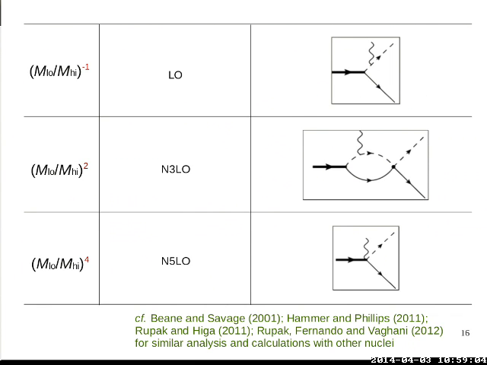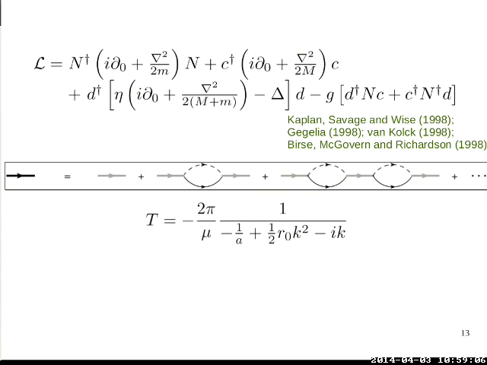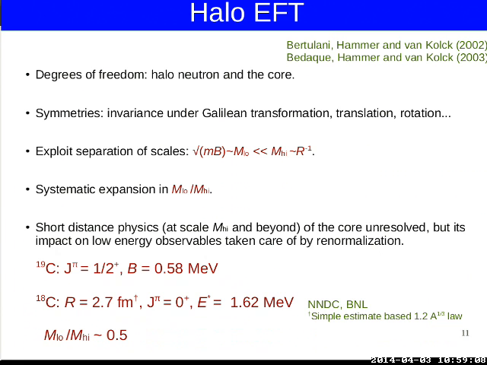Can you go back to your expansion parameter where you said, yeah, that your initial guess is 2.7 Fermi from this 1.28 A to the 1/3 law? If you would convert the 1.62 MeV into a value for big R, is that of the same order? Yeah, that's almost the same value actually.